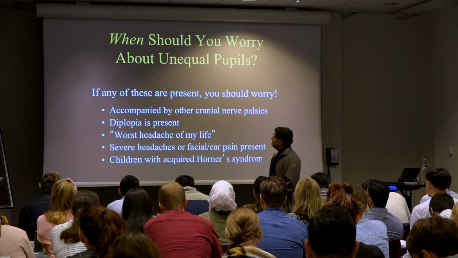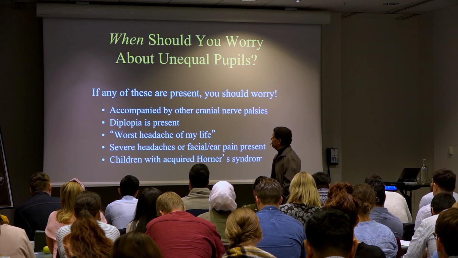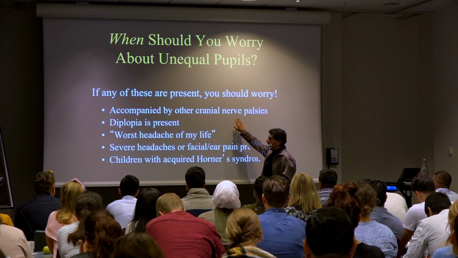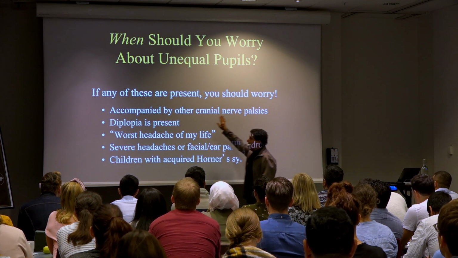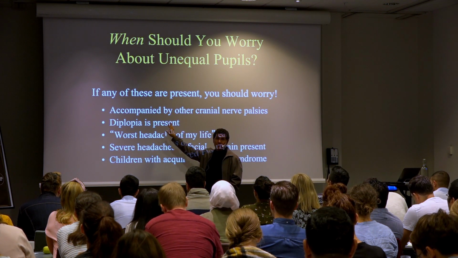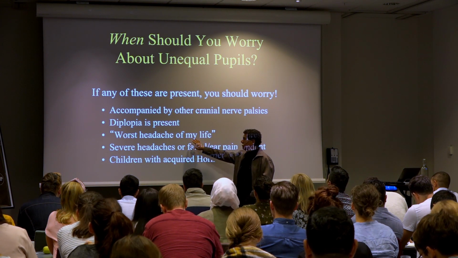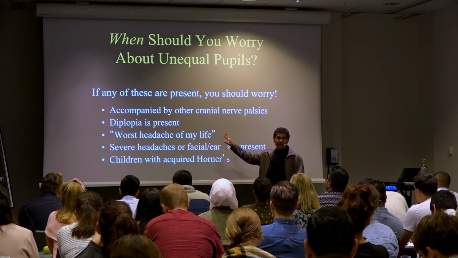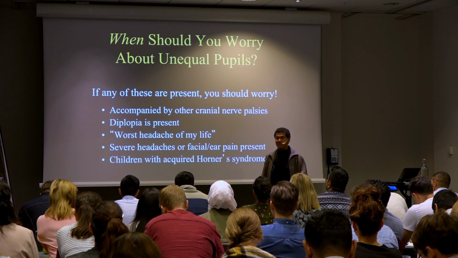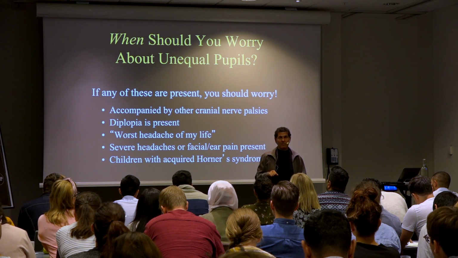When you see unequal pupils, if you see any of these, then you start to worry. First of all, if there's any other cranial nerve palsy with an anisocoria, that's a red flag. Obviously, if diplopia is present, because then we're talking about a cranial nerve palsy with a pupil that's involved. If you hear the patient say, I have the worst headache of my life, and they have an anisocoria, that's an immediate scan. I don't care what else you have. That needs to be investigated, because worst headache of my life usually means a subarachnoid hemorrhage.